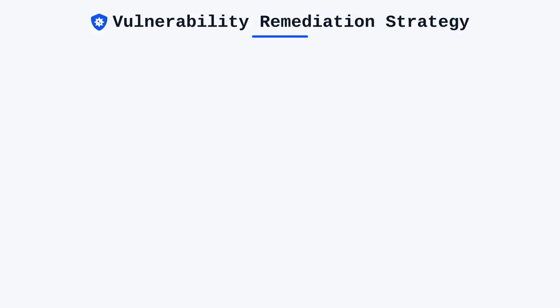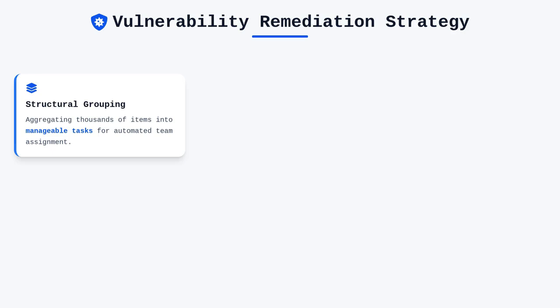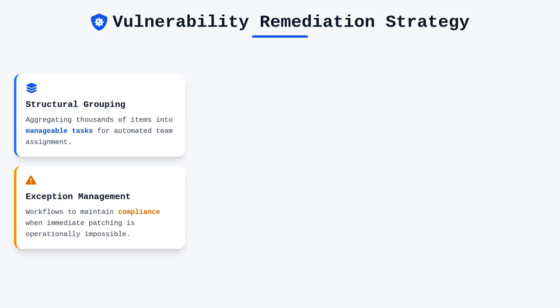Moving into the realm of remediation, we focused on the structural grouping patterns that organize thousands of individual vulnerable items into manageable, actionable remediation tasks. The architecture of vulnerability groups allows for automated assignment, ensuring that the right security or infrastructure teams receive relevant issues based on predefined criteria. We covered the nuances of exception management workflows, which are critical for maintaining compliance when immediate patching is not an operational reality.